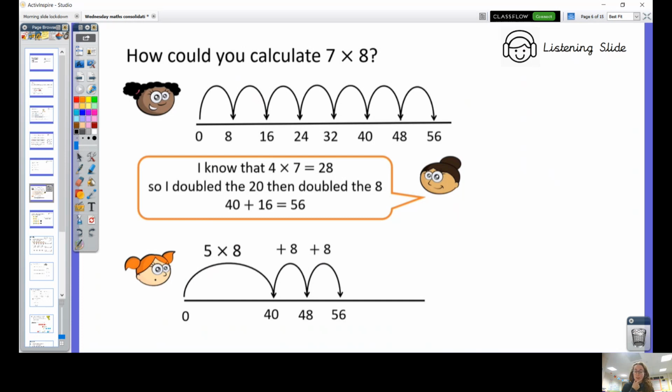Now, our last little girl here, she thought, well, I know a fact already that's going to help me. I know that 5 times 8 is 40. She might know her 5 times table, and maybe that's what helped her. She knew that was 40, and she knew that 7 lots of 8 would just be another 2 8s added on, which she's done on her number line, and she's got to 56. So that was another way of calculating that calculation. You might have had a different way perhaps, and that's okay too.